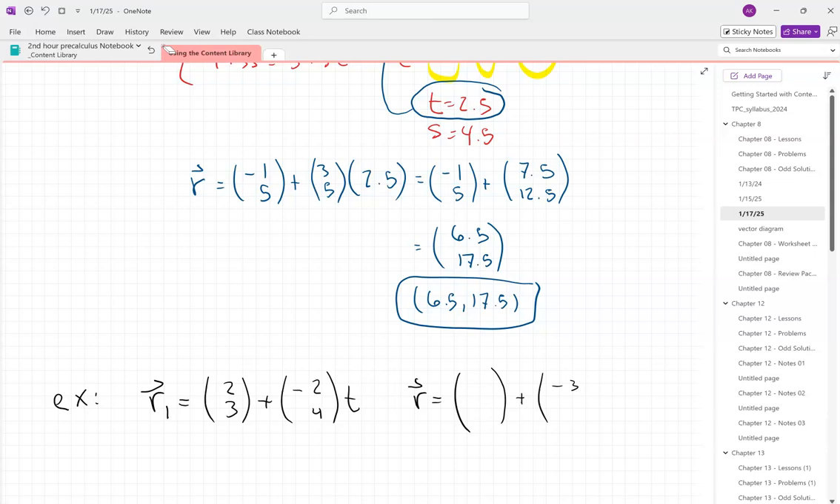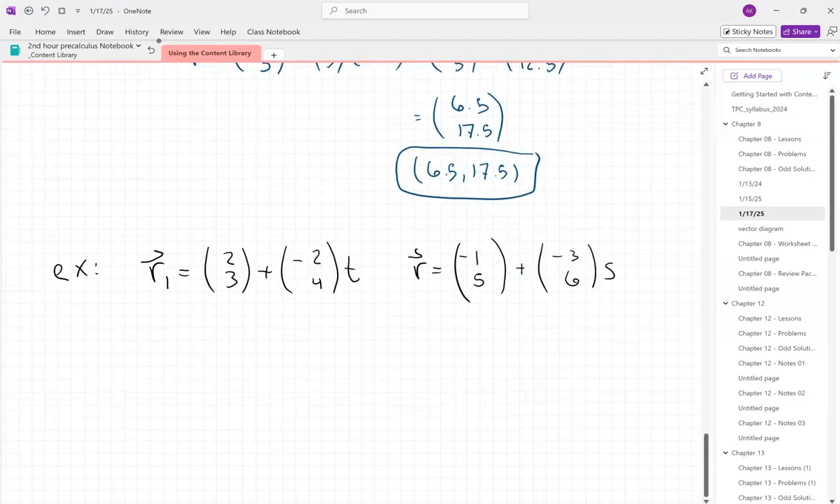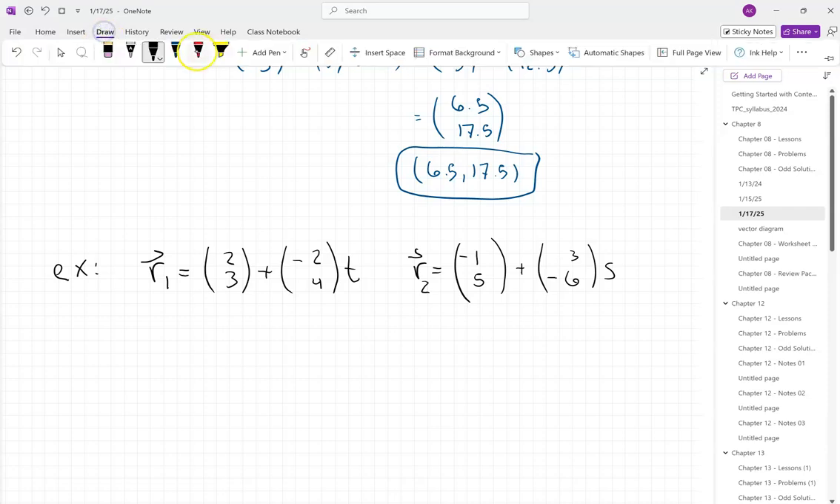Let's not do that there. Do that. Actually, I'm going to do that. There we go. So let's say these are two vector equations for lines.